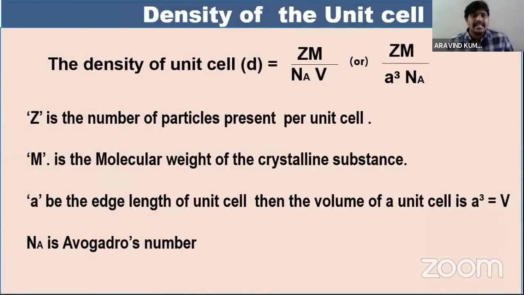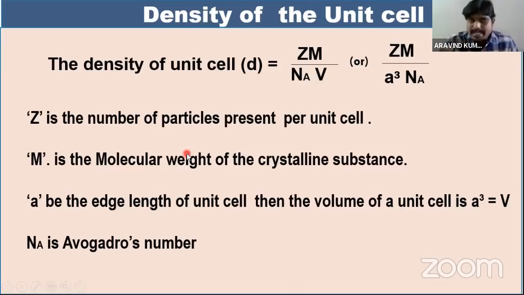Let me go for the next one. How to calculate the density of the unit cell. The density of the unit cell is given by the formula Z M by Na into V. You are able to see this, children. Z into M by Na into V. Now, I have to elaborate these terms we have used in this. Z is the number of particles present per unit cell.